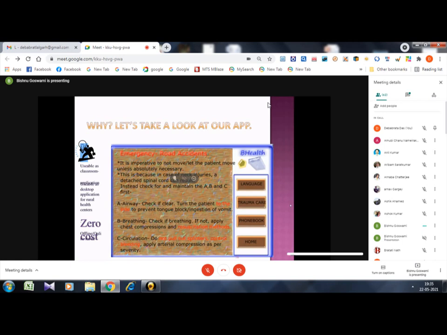Instead, we should check to maintain the A, B, and C. So this A is airway, B is breathing, and C is circulation. The people who have this medical knowledge or knowledge about first aid probably know it. But this ABC needs to be attended first, and not something else such as moving the patient or moving him in a motorcycle.